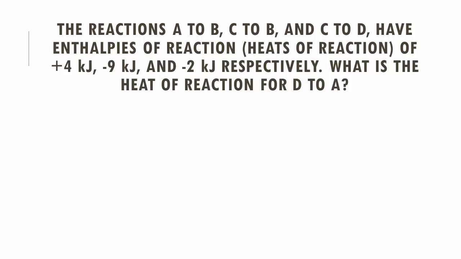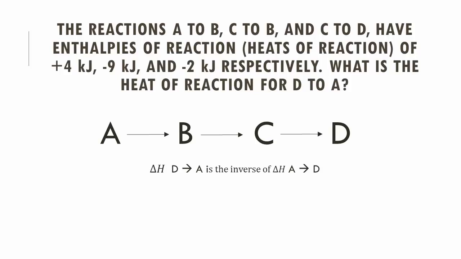To solve this problem, we first need to look at each reaction individually. Delta H for the reaction D to A is simply the inverse of delta H for A to D, so we need to find this value first. It's easiest to solve this problem by identifying the heat of each reaction with the help of a simple diagram. We know that according to Hess's law, the heat of the total reaction will be equal to the heats of A to B, B to C, and C to D.